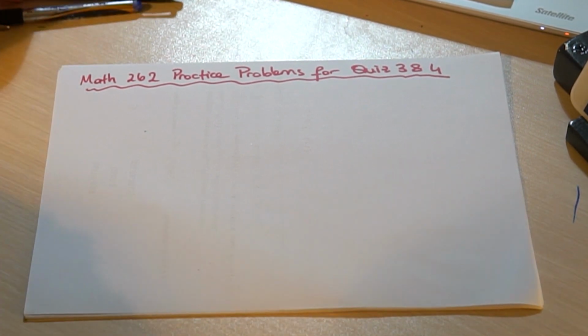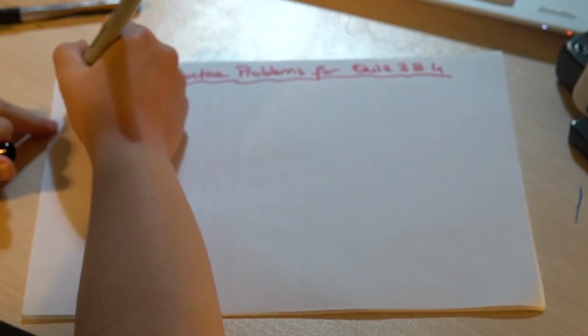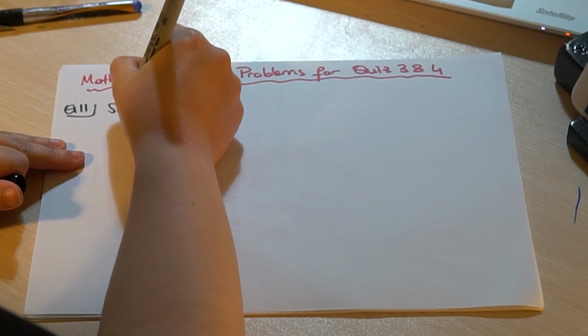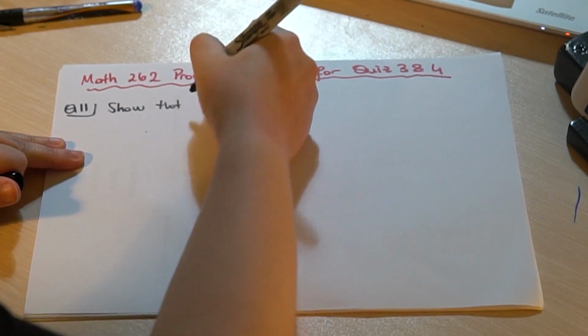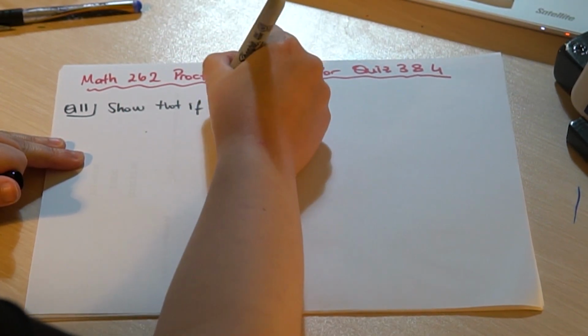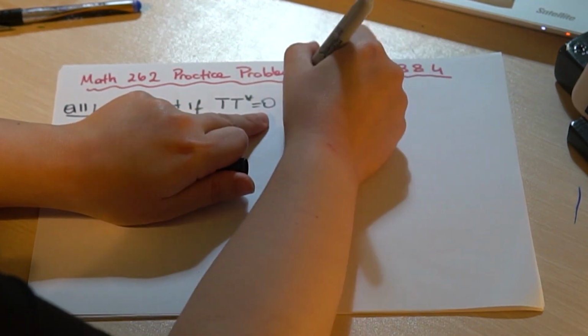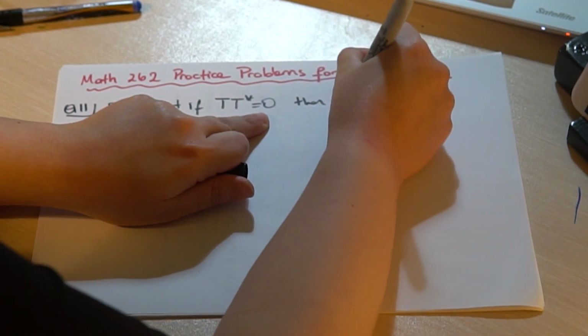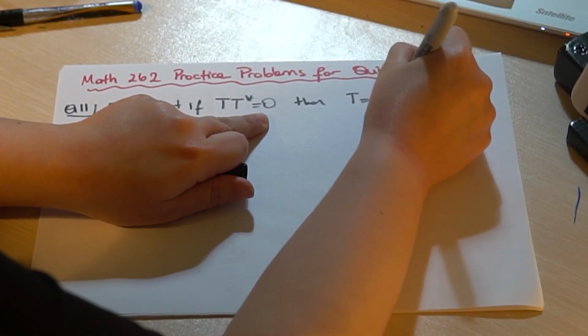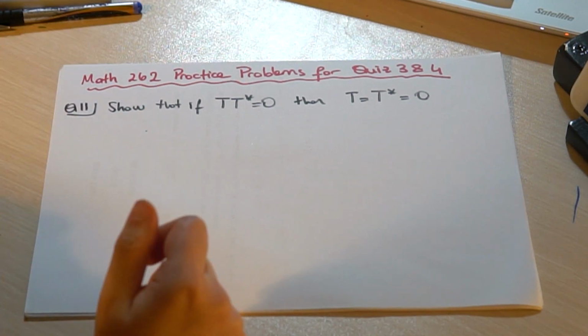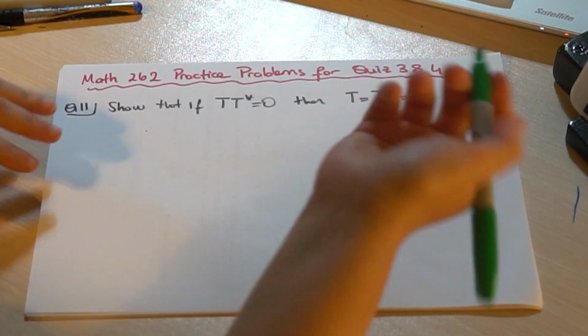I will start with question 11, which is: show that if T times T adjoint is equal to 0, then T is equal to T adjoint and this is equal to 0. We need to show this one. Now, let's start the proof.